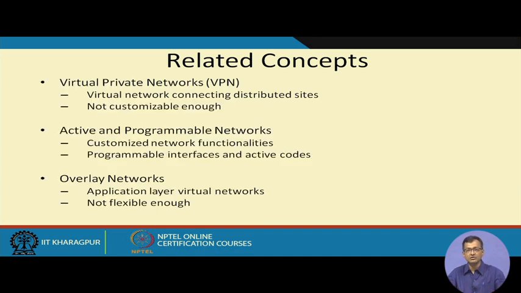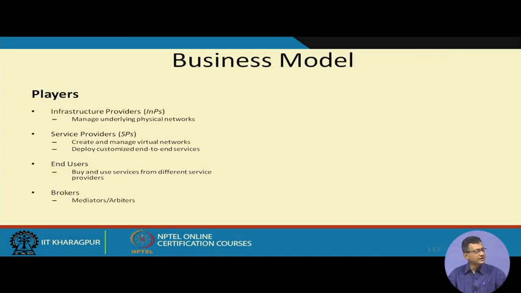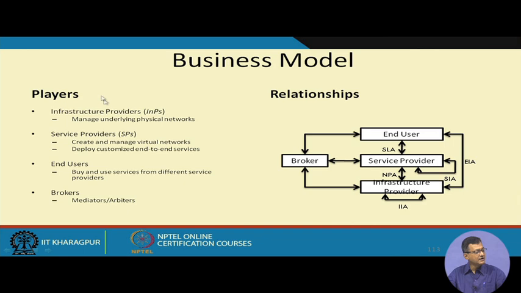This did not suddenly come into play. We already have a lot of things in play, like virtual private networks, active and programmable networks, and overlay networks. These have been in place for several years, and this is being emulated over that. There are different aspects, like business model, architecture, design principles and design goals. There are different players, like infrastructure providers, service providers, end users and brokers, and they have a very complex relationship between each other, in how things will work.